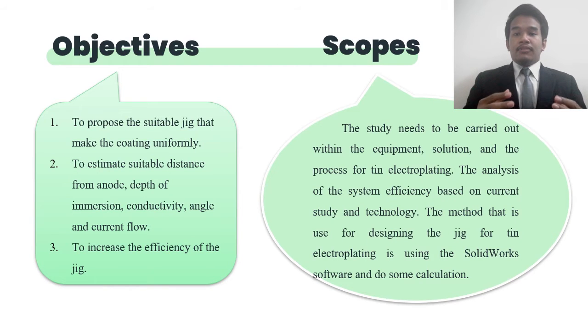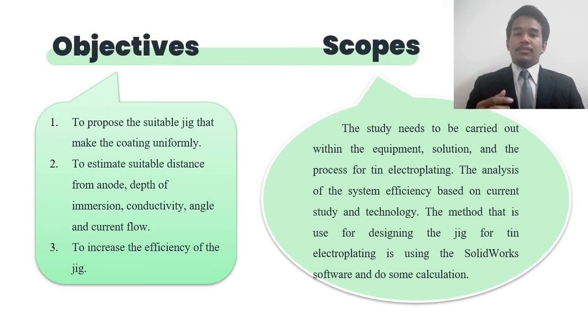The objective of the project is to propose a suitable jig that makes the coating uniform. Next is to estimate the suitable distance from the cathode, including the immersion, conductivity, angle and current flow. The third one is to increase the efficiency of the jig.